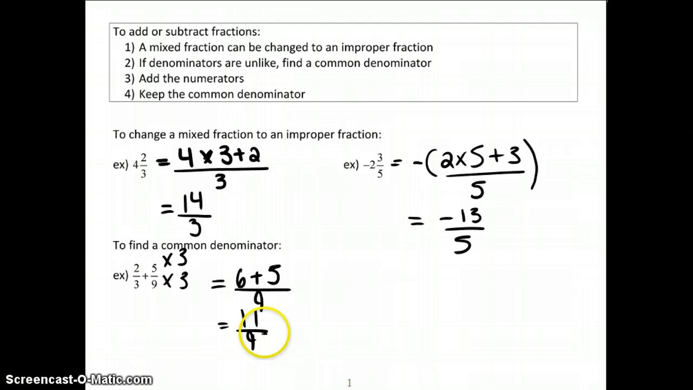Okay, now if you want to make that a mixed fraction from your improper fraction, you take the denominator and divide it into the numerator, which is 1, because 9 goes into 11 once, and you have 2 remainder.